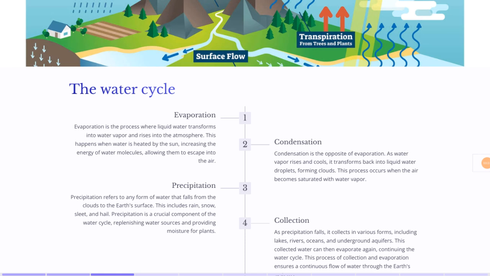4. Collection. As precipitation falls, it collects in various forms, including lakes, rivers, oceans, and underground aquifers. This collected water can then evaporate again, continuing the water cycle. This process of collection and evaporation ensures a continuous flow of water through the Earth.